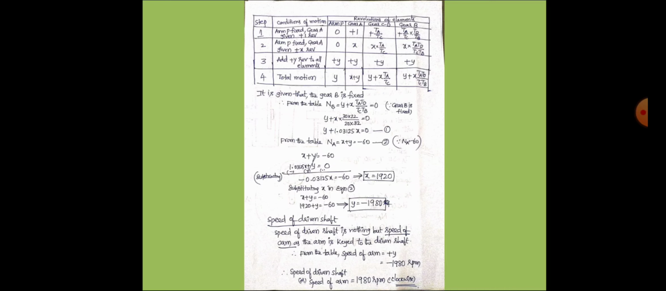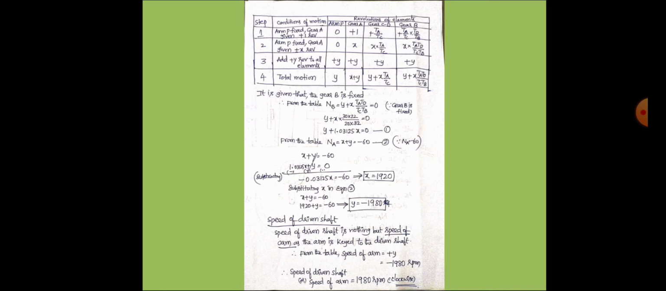You call it equation number 2. Now solve equations 1 and 2. X plus y is equal to minus 60, and y plus 1.03125 x is equal to 0. If I subtract both the equations, y gets cancelled, then it will be minus 0.03125x is equal to minus 60. If I simplify, x will be equal to 1920. Now substitute this x value in equation 2.